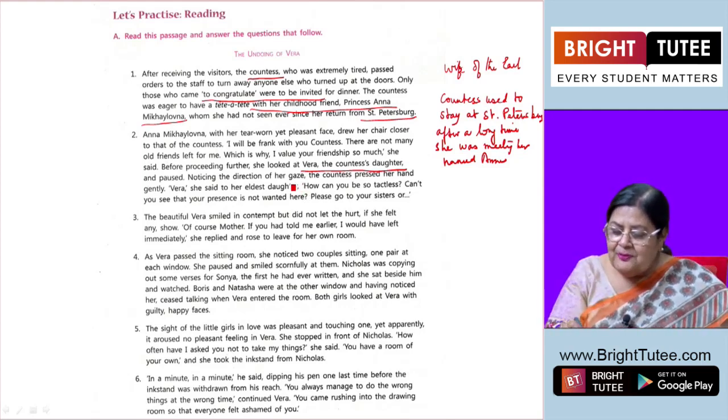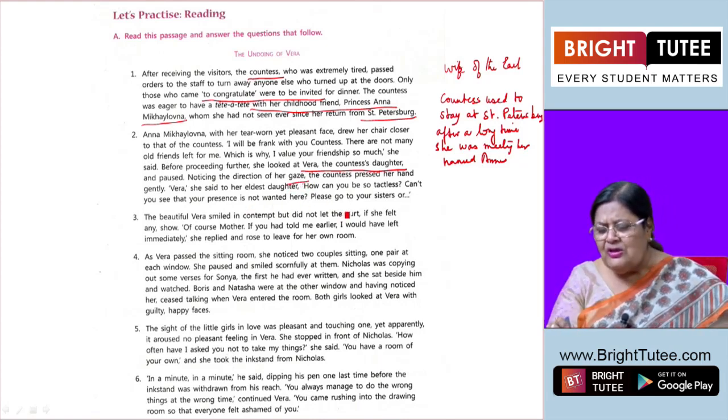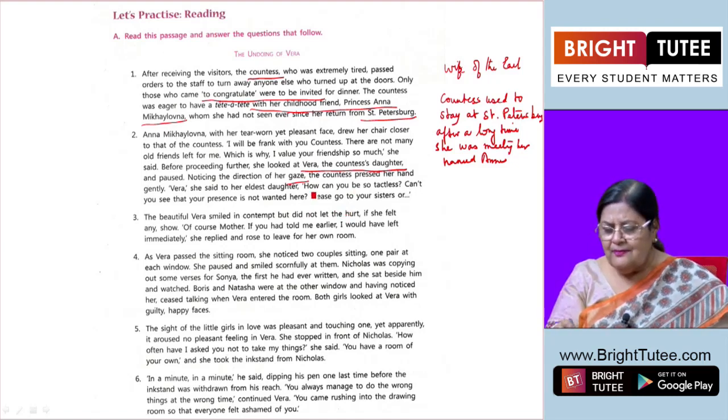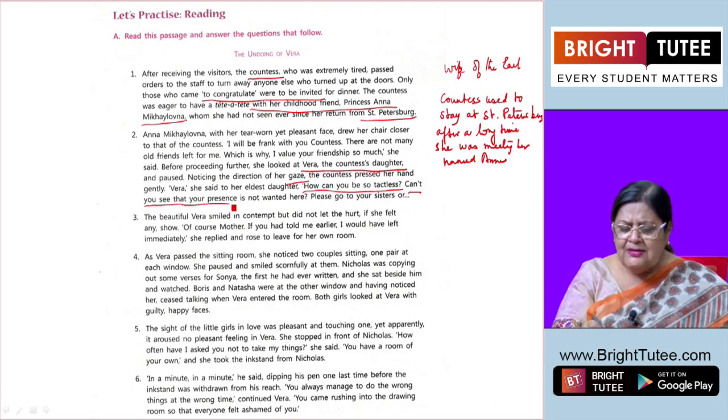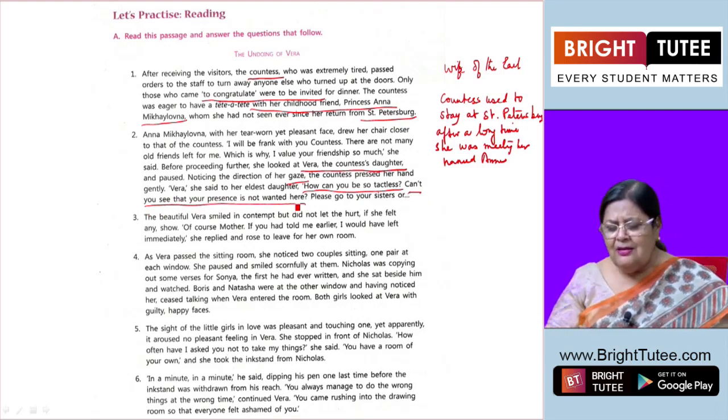and the countess pressed her hand gently and said to the eldest daughter, "Vera, how can you be so tactless?" Means, how can you be so careless? "Can't you see that your presence is not wanted here? Please go to your sisters."